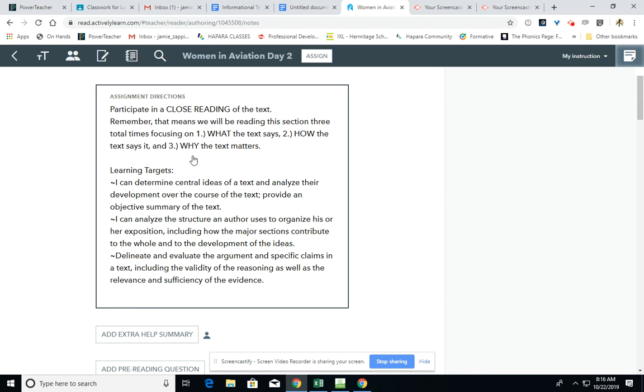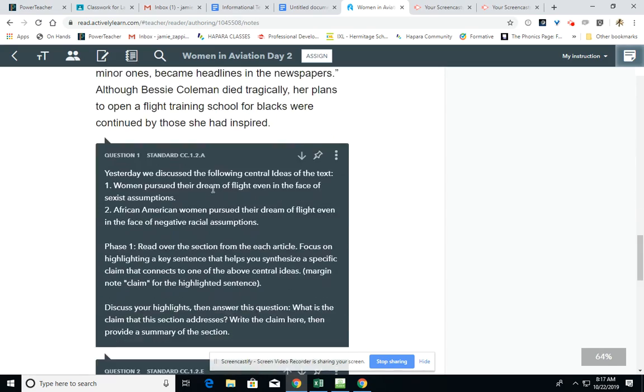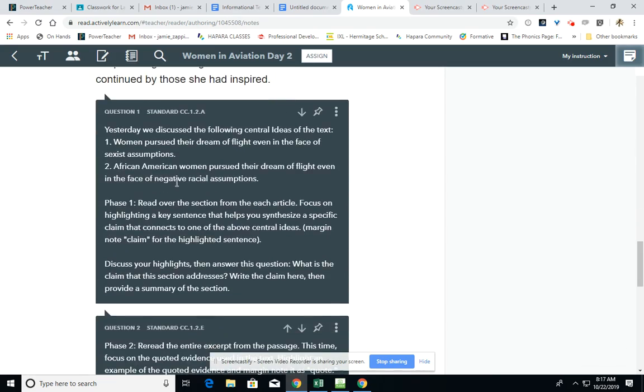So let's talk first about phase 1, reading it for what the text says. When we read the section for what the text says, yesterday we discussed and looked at a couple central ideas that we found within the text as a whole. We determined those central ideas as 1, women pursued their dream of flight even in the face of sexist assumptions, and 2, African American women pursued their dream of flight even in the face of negative racial assumptions. That was from yesterday's reading.